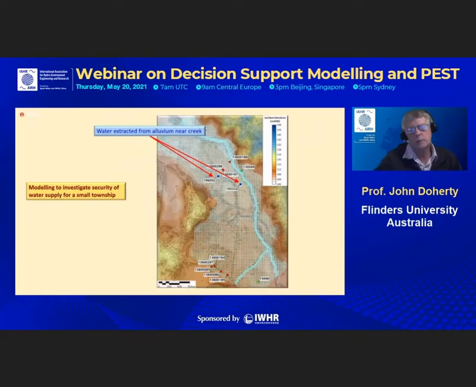So we built a model. There's not much information here, but there is enough to tell us something, as I'll show you in a moment. Water levels were monitored over about 15 to 20 years in observation wells within the alluvial system. So we built a model using MODFLOW 6, with quadtree refinement around the creeks.